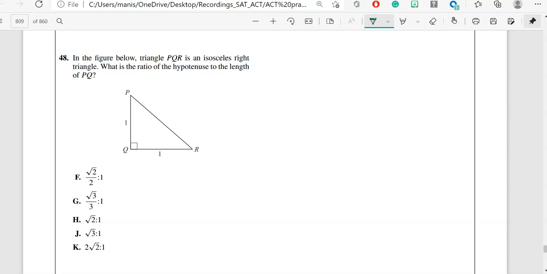In the figure below, triangle PQR is an isosceles right triangle. What is the ratio of the hypotenuse to the length of PQ? As you all know, this side is the hypotenuse because it's across from the 90-degree angle. PQ is 1. I can solve this by the concept of the 45-45-90 triangle, but I will keep it easy by using the Pythagorean theorem because that's easier for me. Otherwise I have to recall the 45-45-90 theorem.